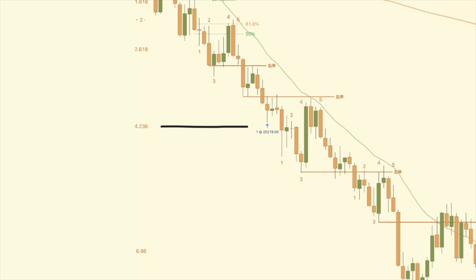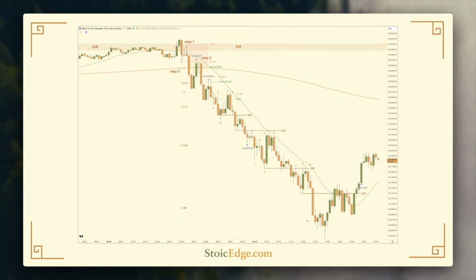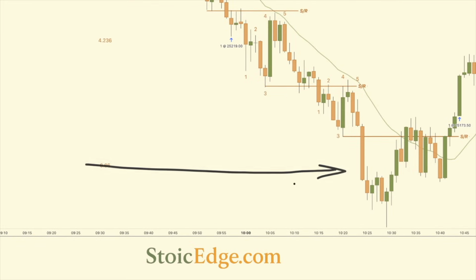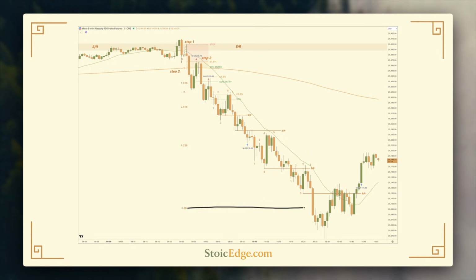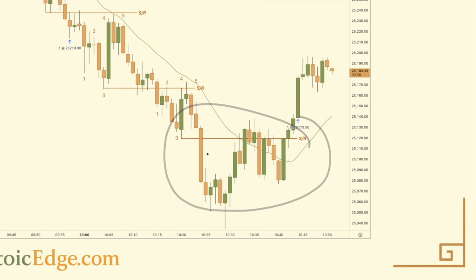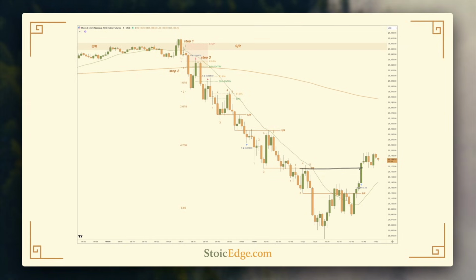I took a partial at the 423, and then I was holding down for the lower targets. I was just trailing. So we reached the 686, and this is the final target of the Fib geometry. And you can see this is where reversal happened, and this is where I got stopped out because I had trailed my stop loss right about that high.